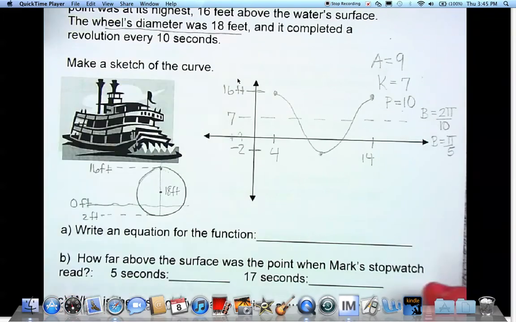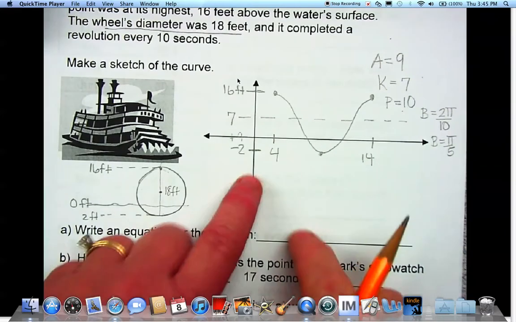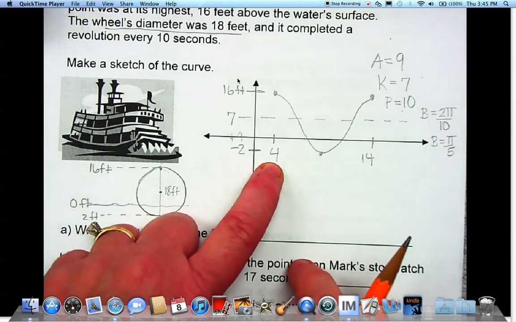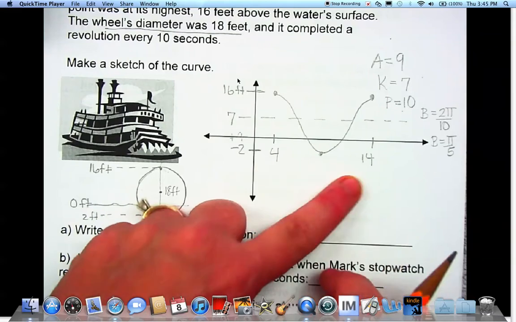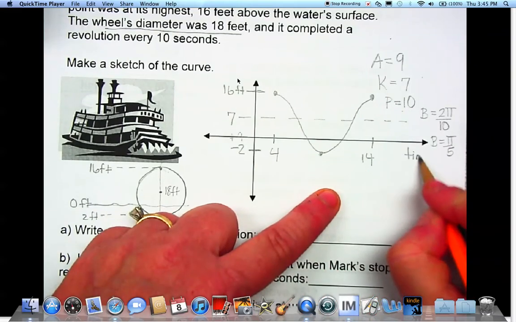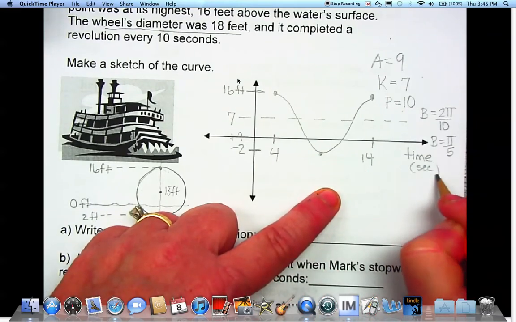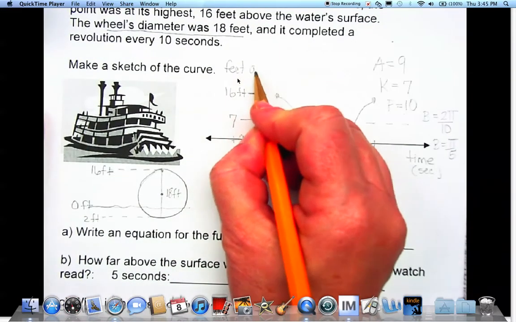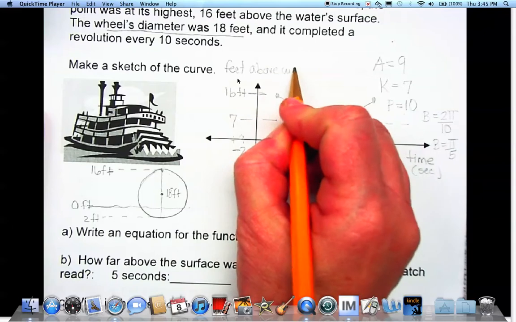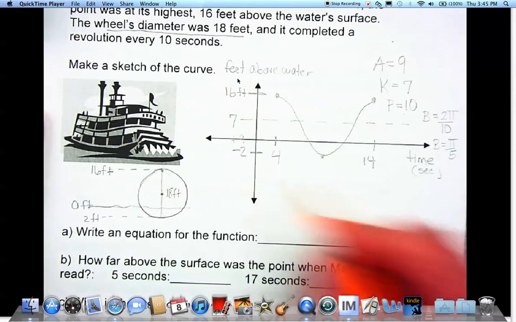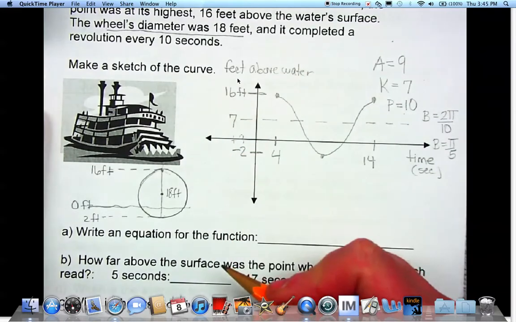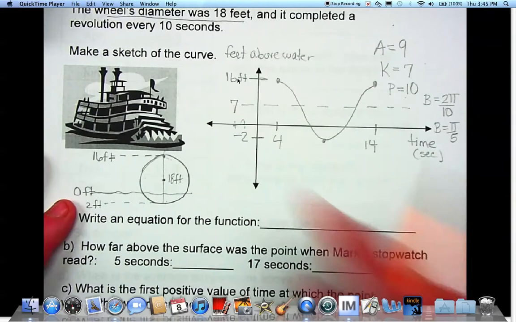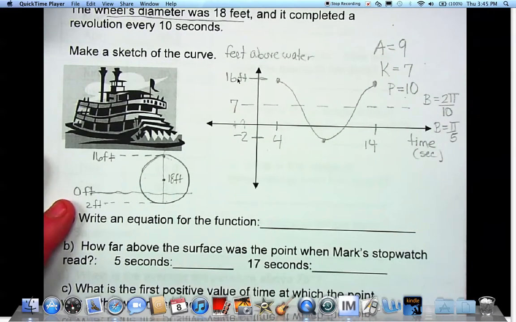Wait, I'm confused. Then why does it go all the way to 14 on the graph? Because it started at 4. Oh, okay. It started at 4 seconds, and I didn't label this like I should have. This should be time in seconds, and this would be feet above water. Actually, it could be below water. Well, it's -2 feet above the water is what they would say.